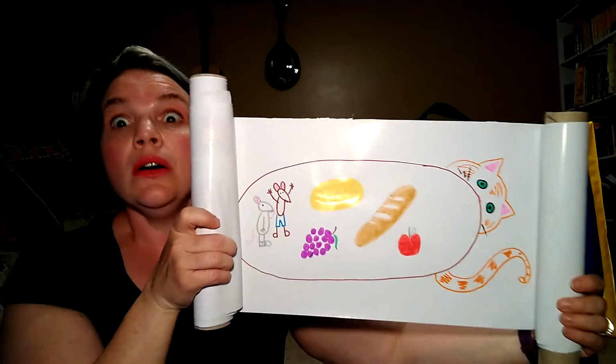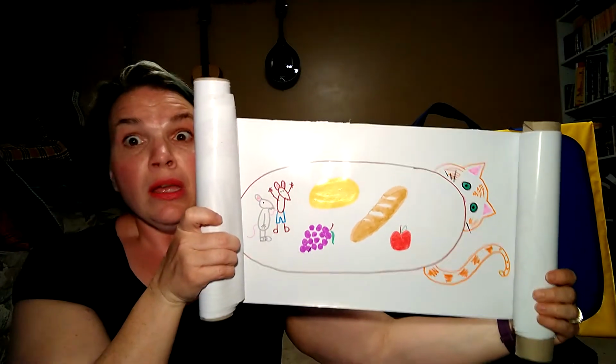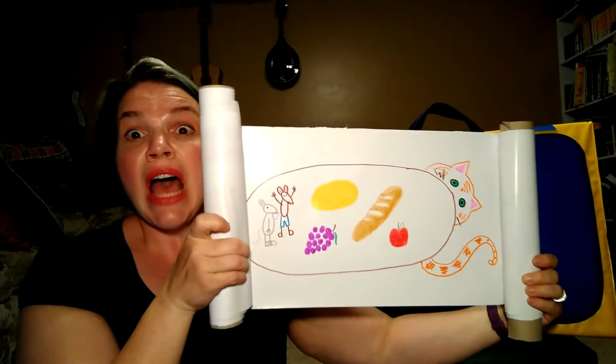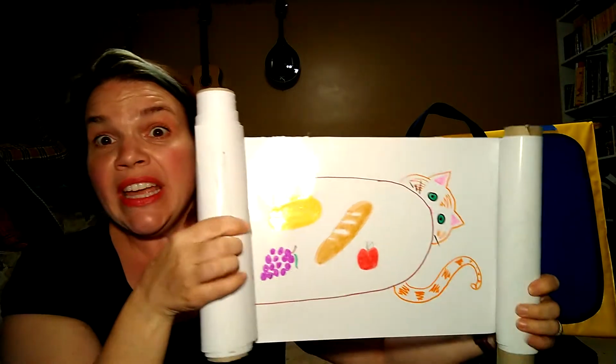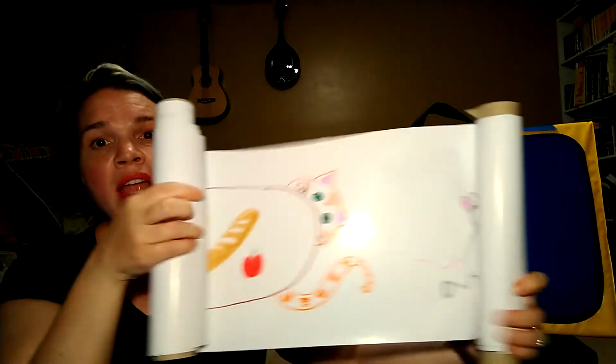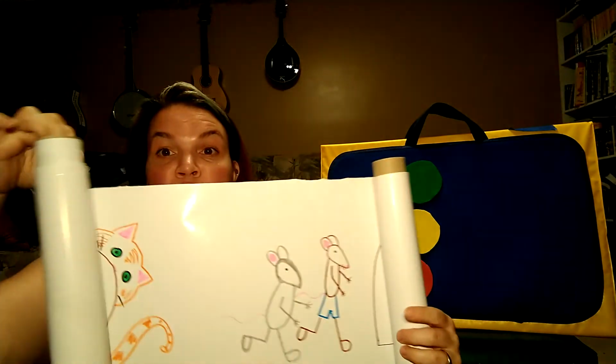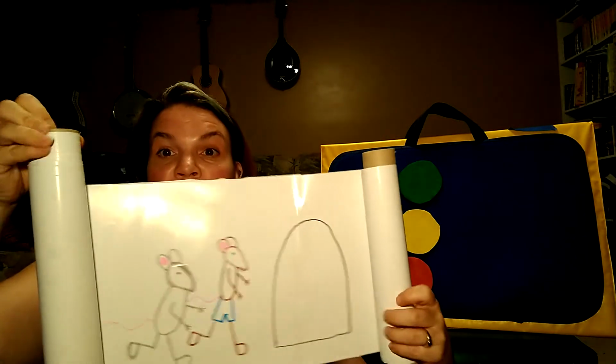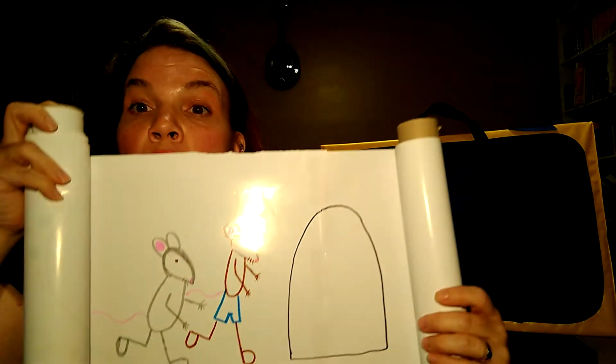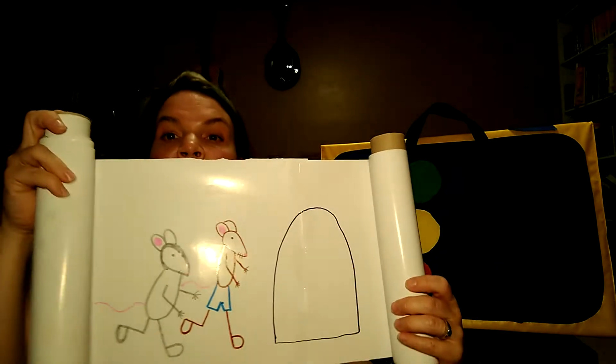"Meow!" said the country mouse. "A cat!" said the city mouse. "We need to run!" So the country mouse and the city mouse ran straight to the city mouse's hole in the wall of that big, beautiful house.